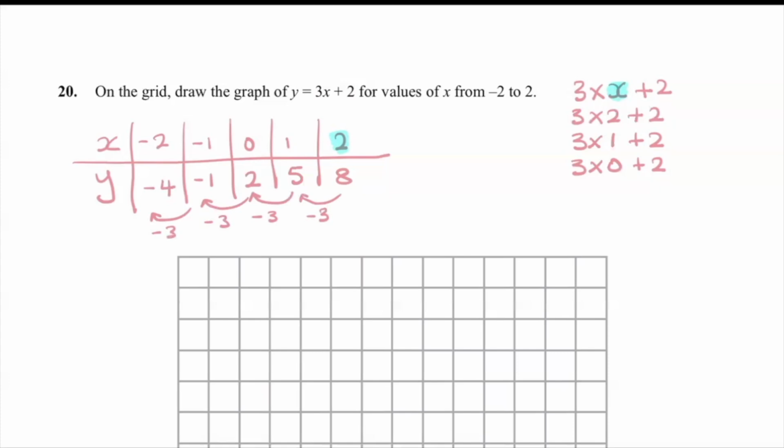Now, what I've actually created are the coordinates that I need to plot on my graph. First thing I'm going to need to do is set up the actual graph. So I need to put my axes on.